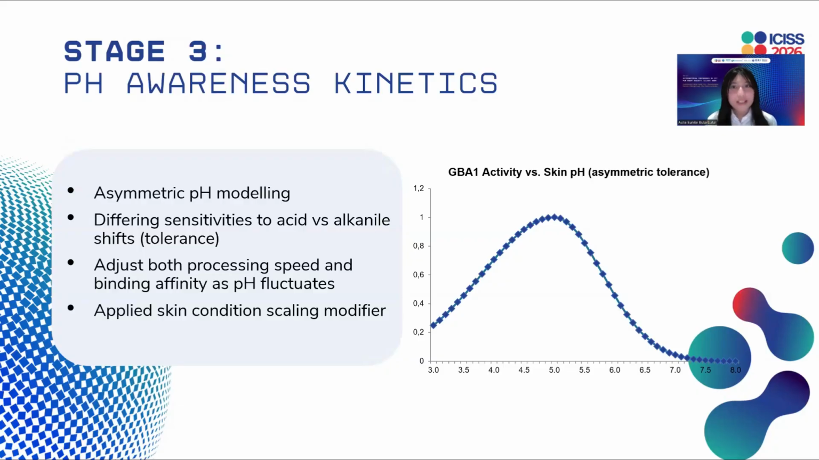To do this, the system calculates an activity factor by applying an asymmetric Gaussian model. This measures the exact deviation between a specific skin profile's default pH and the target enzyme's optimal pH, accounting for those different directional tolerances. Finally, we layer physiological skin condition modifiers on top of that. For example, the dry skin profile doesn't just change the pH. It inherently cuts GBA1's baseline activity down to just 0.6 times its normal rate.